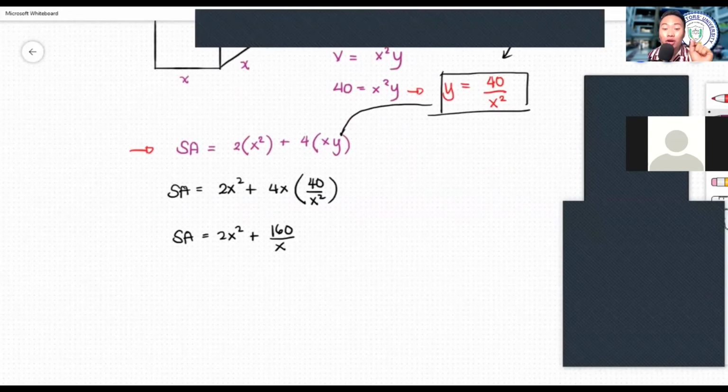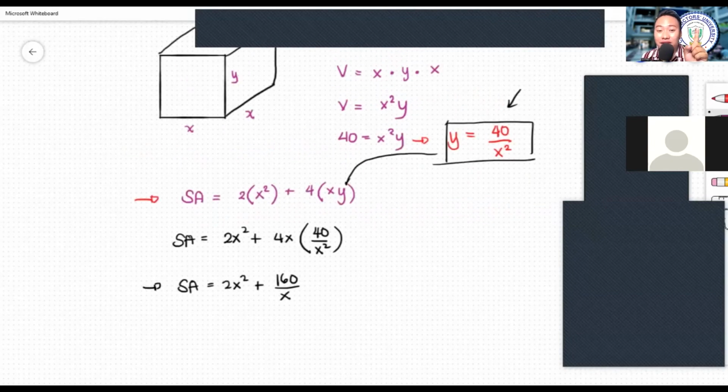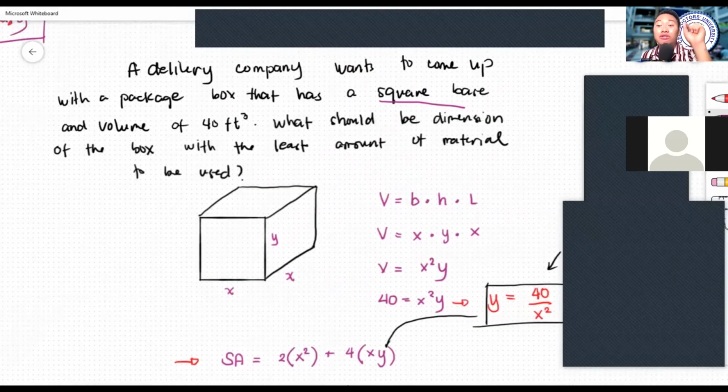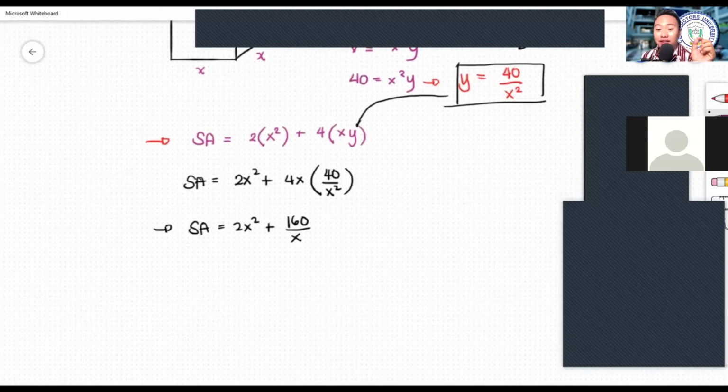So guys, we will use the derivative now. Why the derivative, sir? Why not the volume? Because the question asks what the dimension of the box is with the least amount of material. In other words, what is the size of each side of the box? And that would give us the surface area only, not the volume.